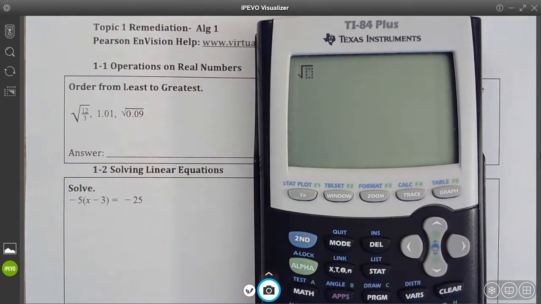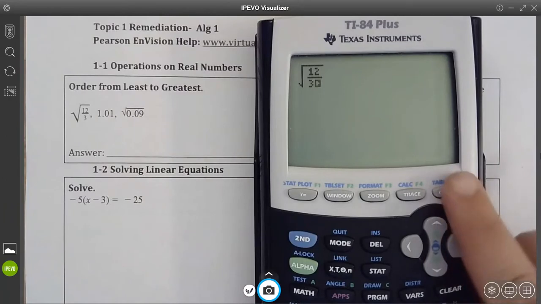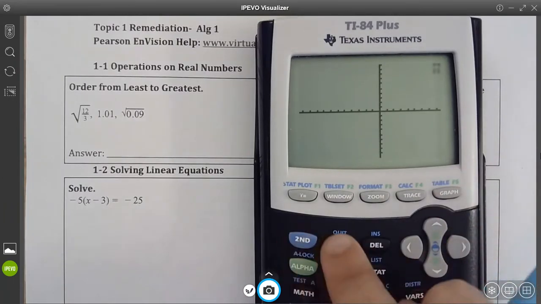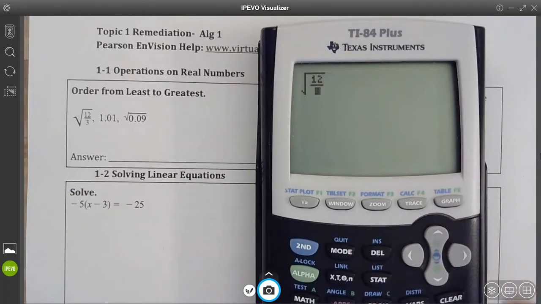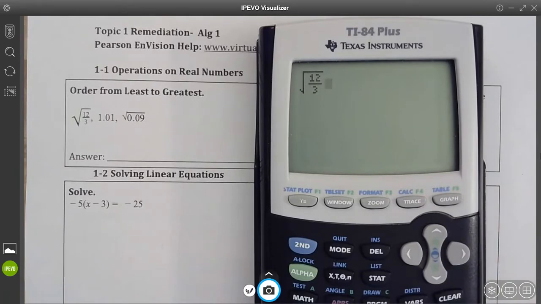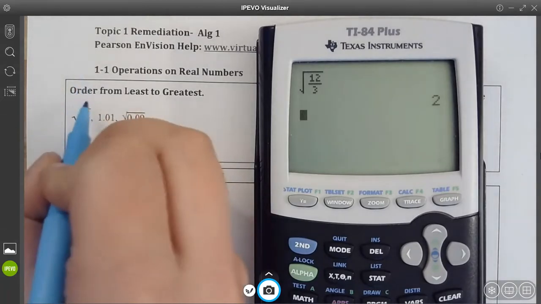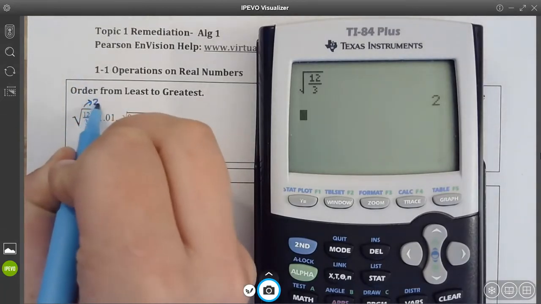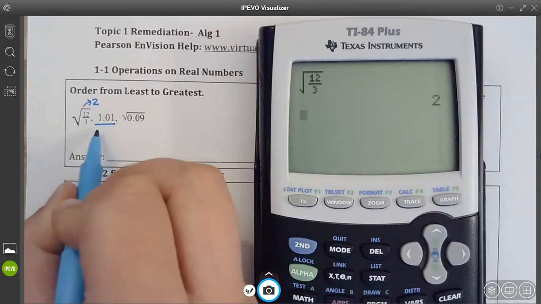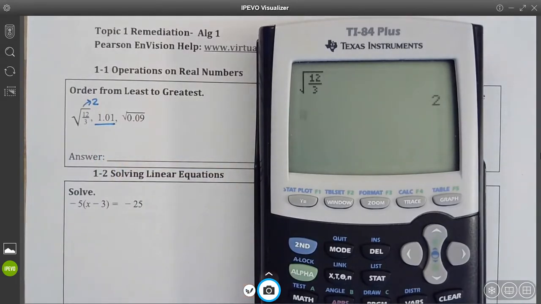So I'm going to type in this first number that I see, making sure that the whole fraction is underneath of the radical. Ooh, that wasn't the button I wanted to press. And my calculator will help me simplify this. So radical 12 divided by 3 really is the number 2. This 1.01 is already a decimal, so I'm not going to simplify that one.